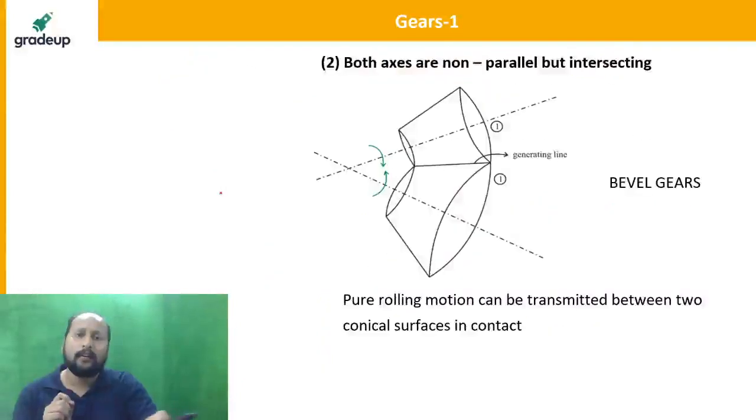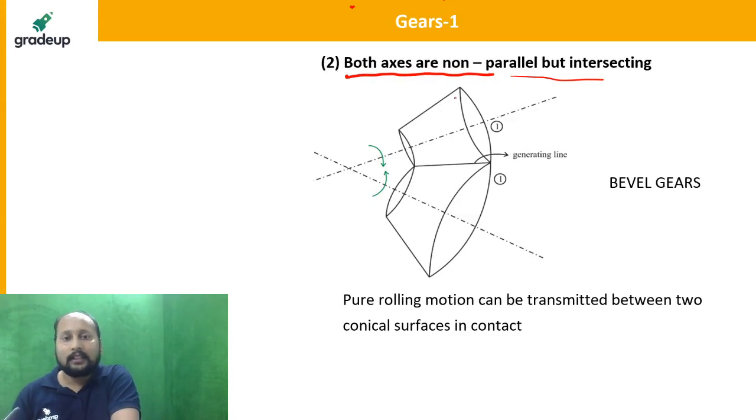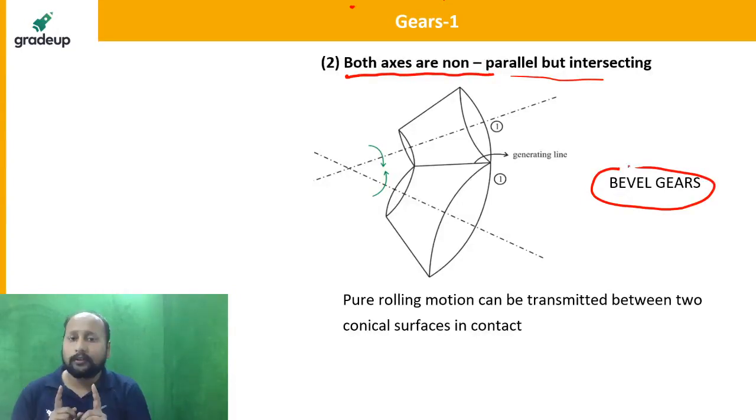Now let us discuss when they are not parallel. One of the criteria is that both the axes are non-parallel but intersecting. A very common example is the bevel gear. That means we are having non-parallel axes but they are intersecting each other. This dotted line is basically shaft 1 and this is your shaft 2. This represents the center axis of the shaft. So if anyone asks you which type of gear has non-parallel but intersecting shafts, this is the bevel gear.